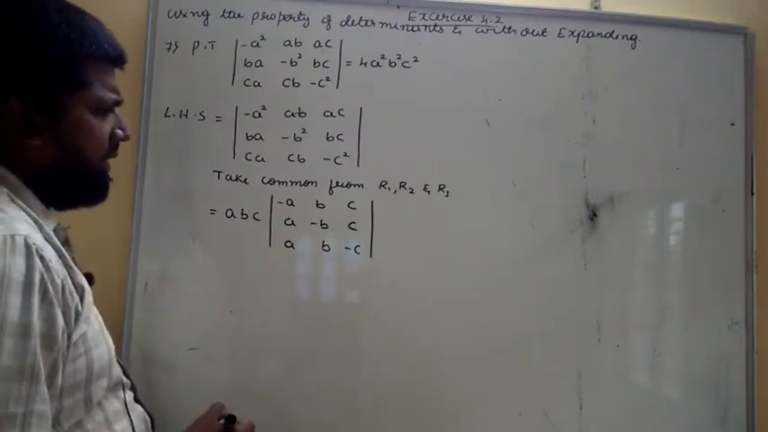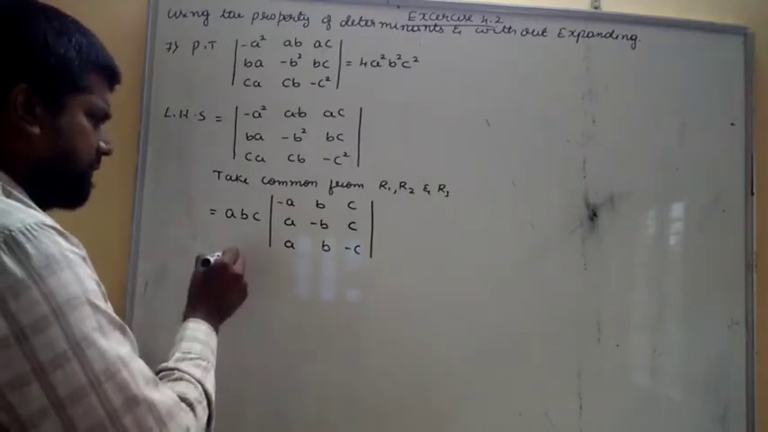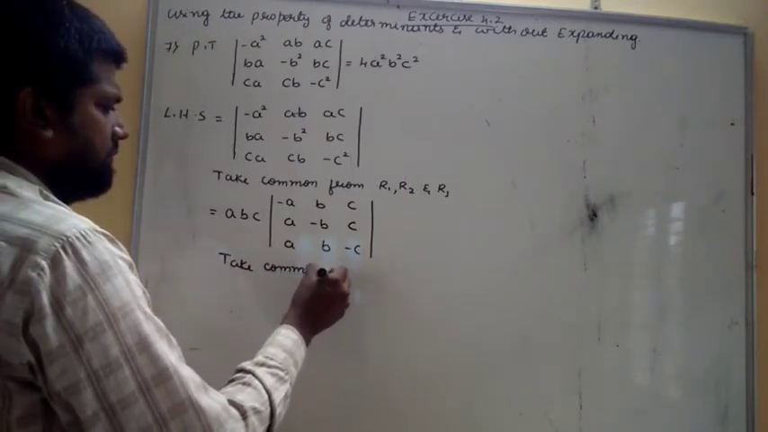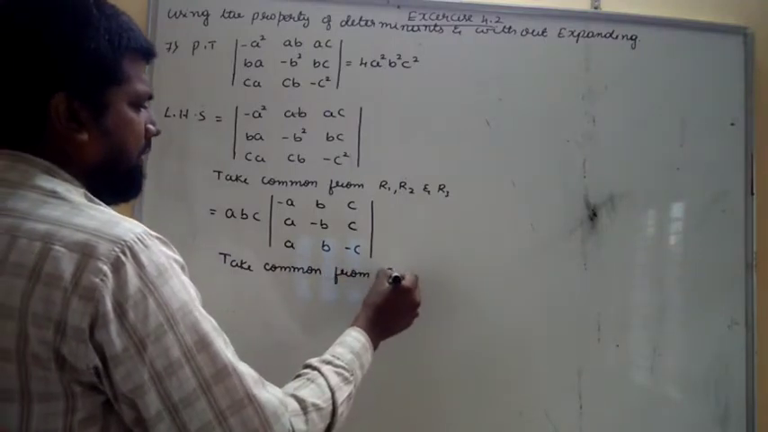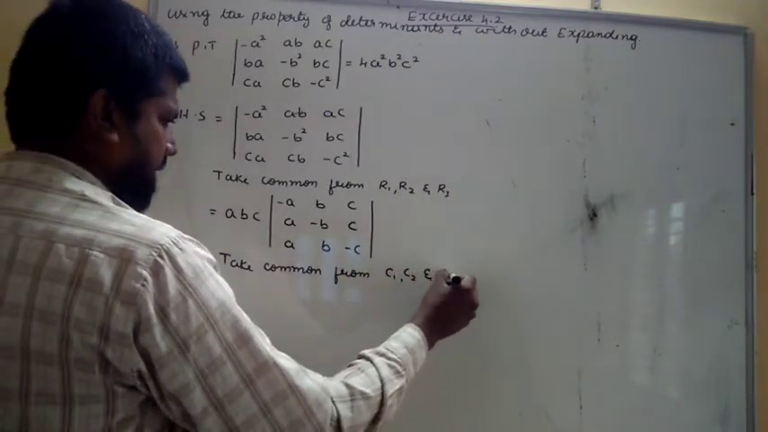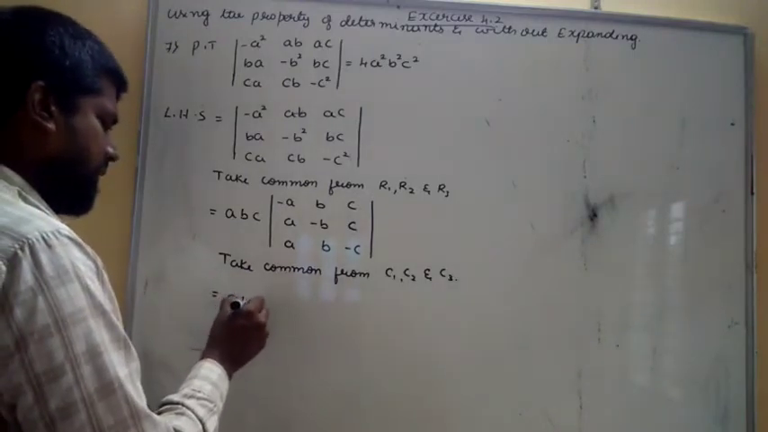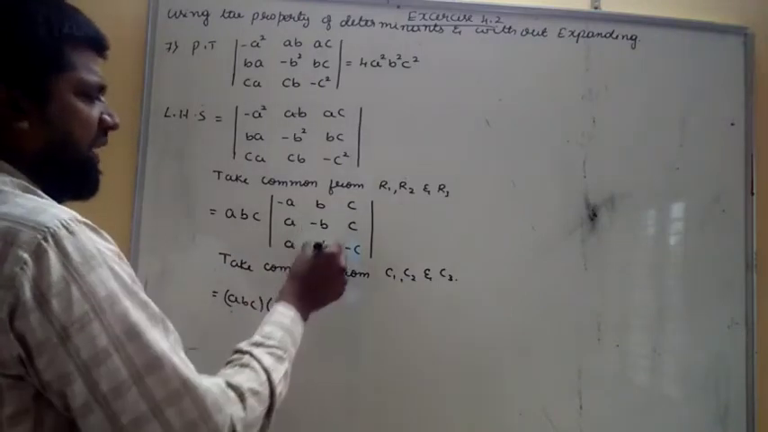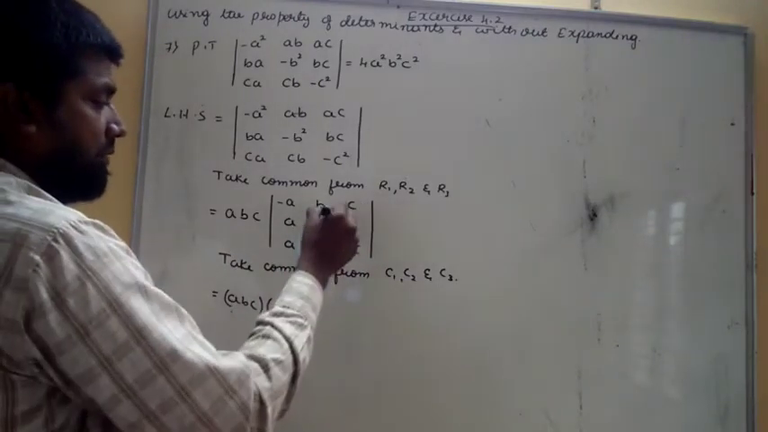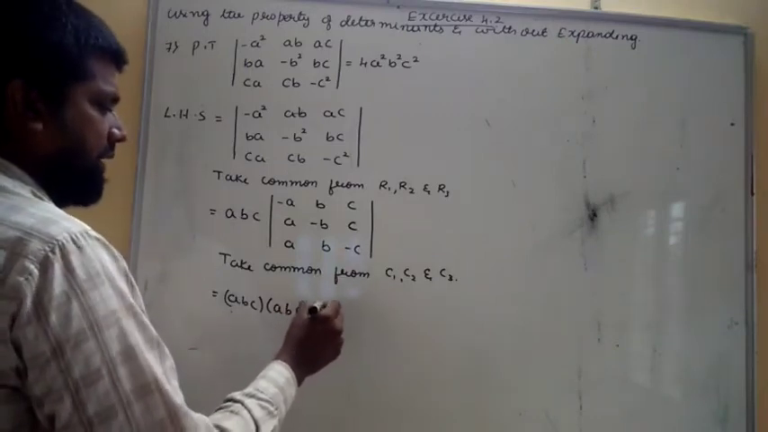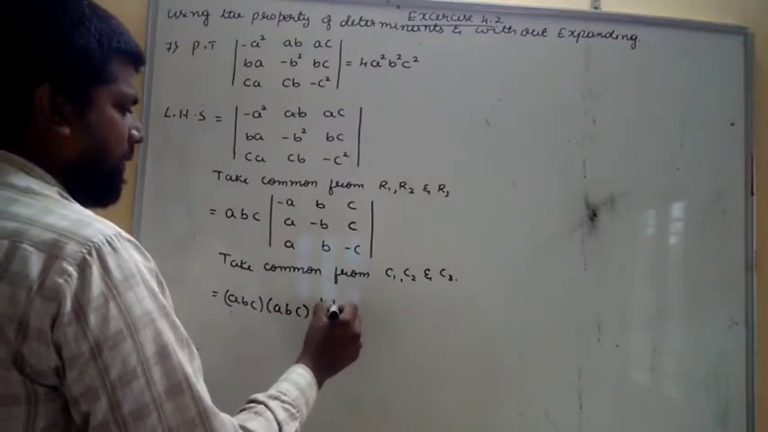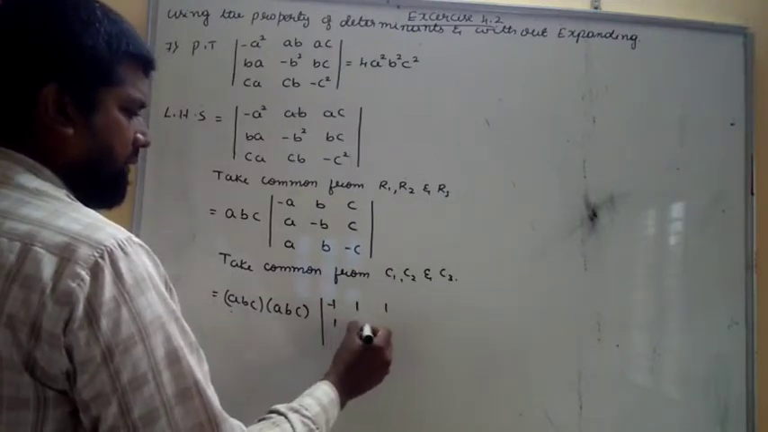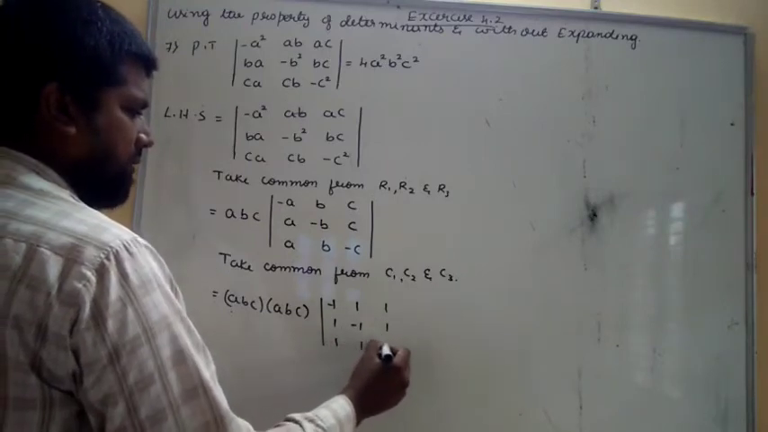If you observe this determinant, again we can remove the common factor. Take common from column 1, column 2 and column 3. A, B, C we already removed, and again A was common from column 1, B from column 2, then C from column 3. So what is the remaining? 1, minus 1, 1; 1, 1, minus 1; 1, 1, 1 minus... that is, minus 1, 1, 1; 1, minus 1, 1; 1, 1, minus 1.